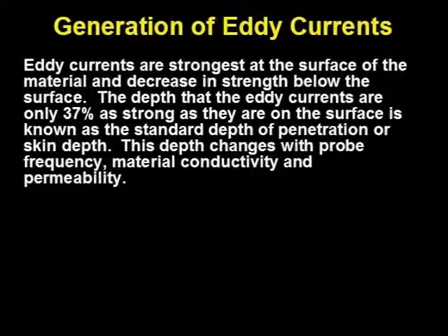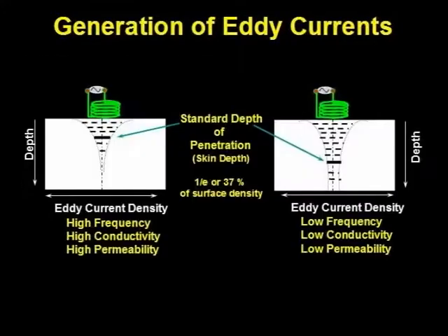One standard depth of penetration for eddy currents is the depth at which the strength is 37% of the surface strength. This percentage is a consequence of the base of natural logarithms. The depth of penetration is inversely proportional to the square root of the product of the frequency, material conductivity, and material permeability. This slide illustrates the effect of varying the frequency, conductivity, or permeability on the distribution of the eddy current strength. The wide dark bar indicates one standard depth of penetration, or skin depth. The depth is deeper for lower frequency, conductivity, or permeability.